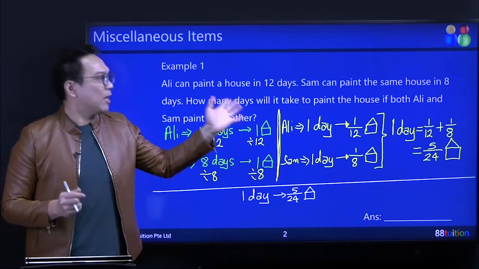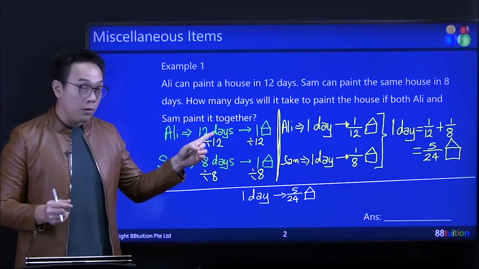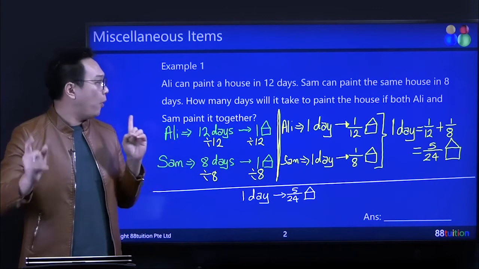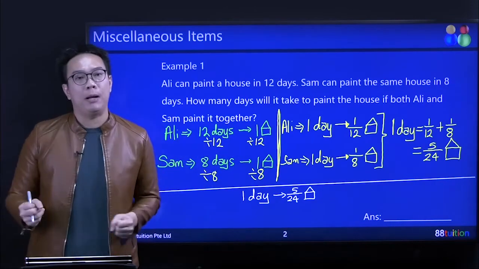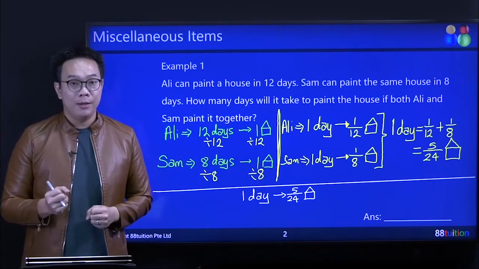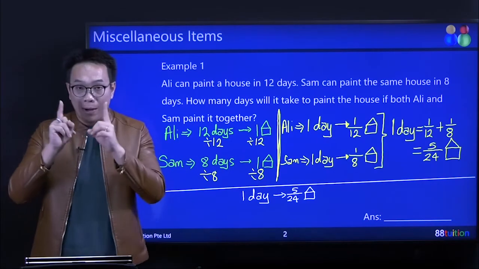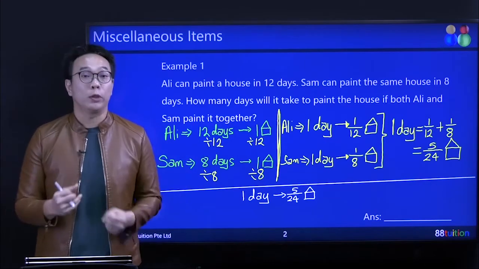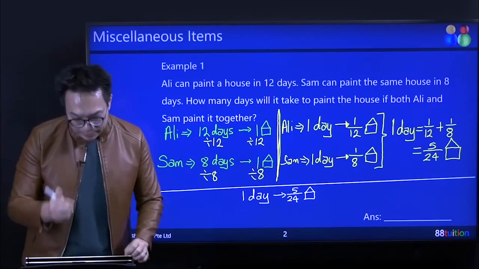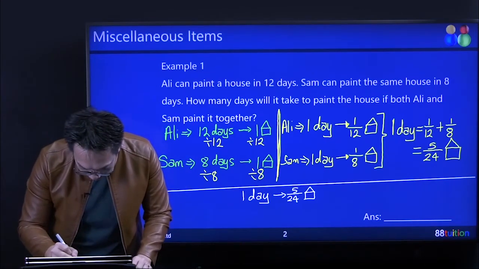How many days will it take to paint the house, that 1 house, if both Ali and Sam combine power to paint it together? So you're looking for that 1 house. How many days will it take to paint the house? You want to find 1 house here. How to find?